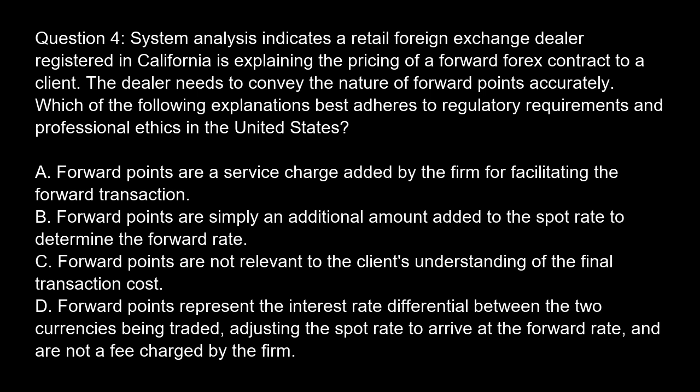Option A. Forward points are a service charge added by the firm for facilitating the forward transaction. Option B. Forward points are simply an additional amount added to the spot rate to determine the forward rate. Option C. Forward points are not relevant to the client's understanding of the final transaction cost. Option D. Forward points represent the interest rate differential between the two currencies being traded, adjusting the spot rate to arrive at the forward rate, and are not a fee charged by the firm.